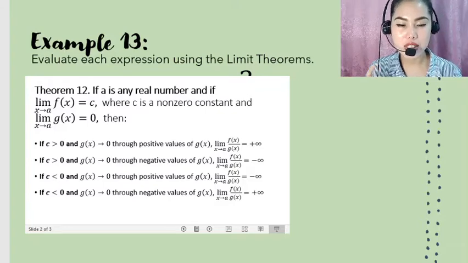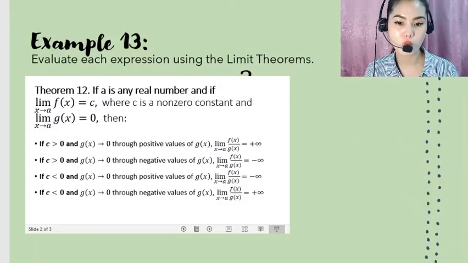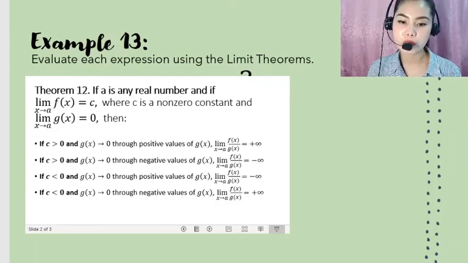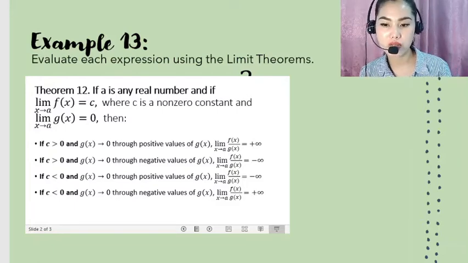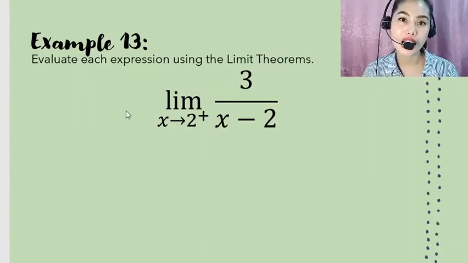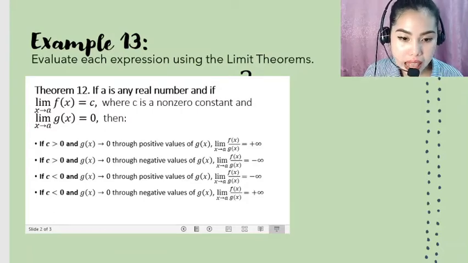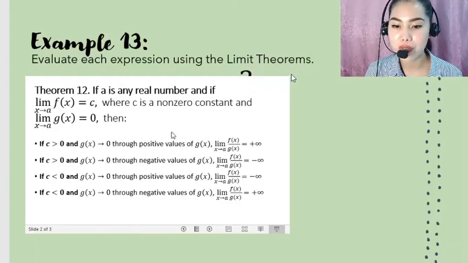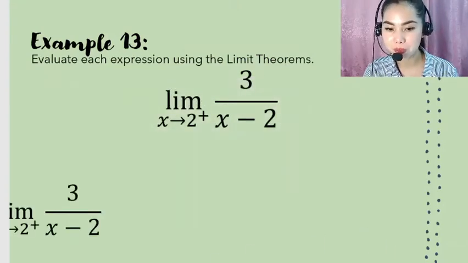Now, if c is less than 0 and g of x passes through positive values, then your limit is negative infinity. And if c is less than 0 and g of x passes through negative values, then your limit will be positive infinity. Now observe here, our numerator, which is 3, is greater than 0. So it falls in either the first or the second case, right? Second thing to consider, x approaches 2 from the right. That means positive values of g of x. So if we go back to our theorem 12, it falls under the first case.